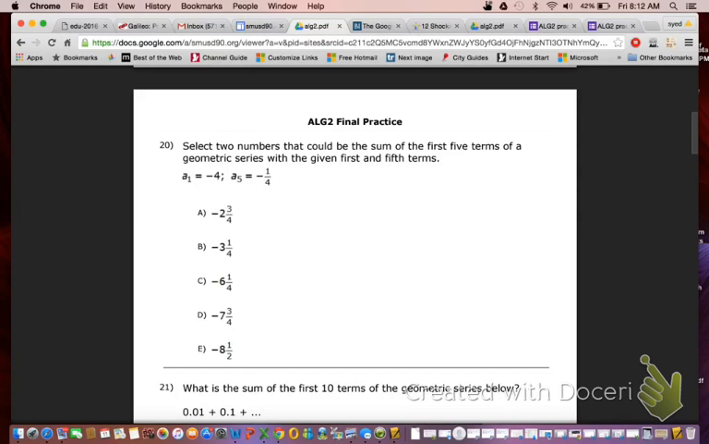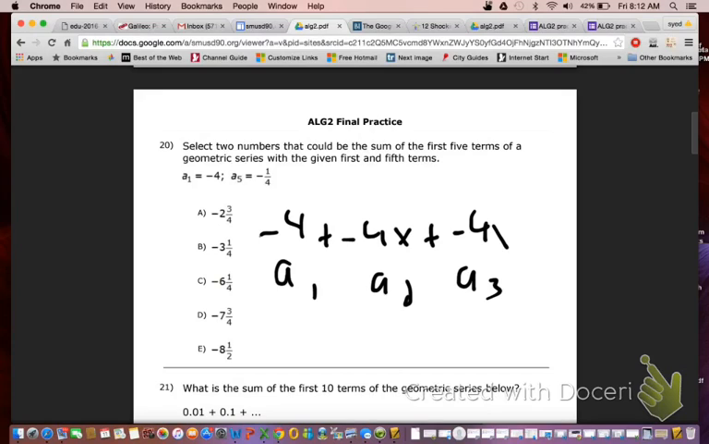Okay, so this is another example of what I'm talking about. I'll set you up here. The first term is -4. The next term is -4x because we don't know what we're multiplying by. The third term is, so we're adding all of these because it's a series, plus -4x squared. So the fifth term is equal to -4x to the fourth. So you want to set that equal to -1/4. Okay? And then you could work backwards. Okay? Work backwards.